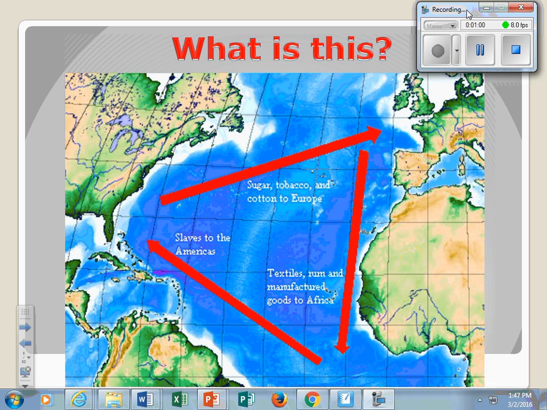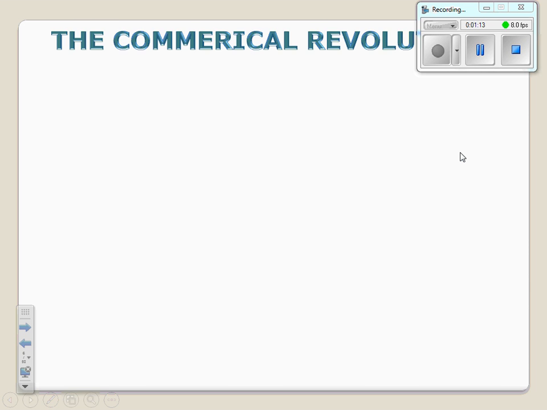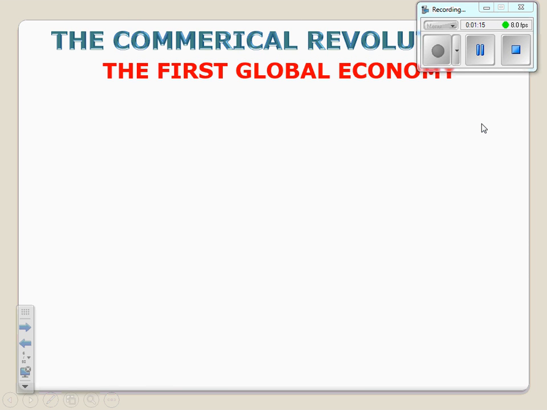What does Spain, what does France, what does Great Britain do with these raw materials? That's going to be the focus of our conversation today, because that transpires into the world's first global economy, which is known as the Commercial Revolution. And I think Angelina is going to talk a little bit more about that in just a second.